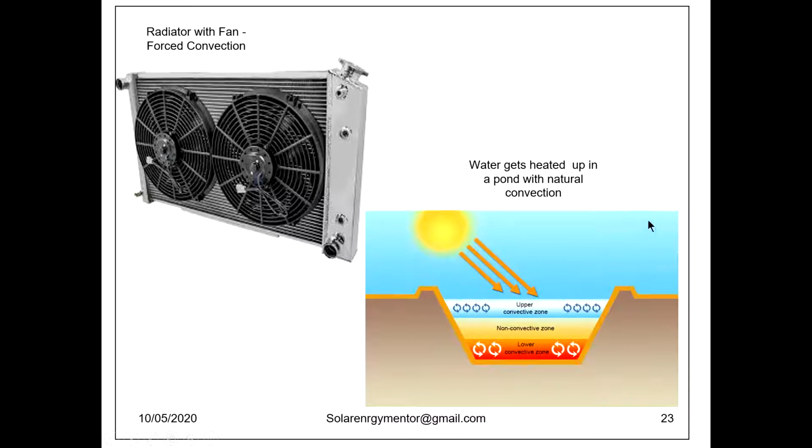Another natural convection heat transfer example is the sun radiating heat on a pond, and the pond gets heated by convection. So water gets heated up in a pond with natural convection. The hot portion remains in the upper convection zone, and convection currents are set up in it. So this is a case of natural convection heating of a pond.